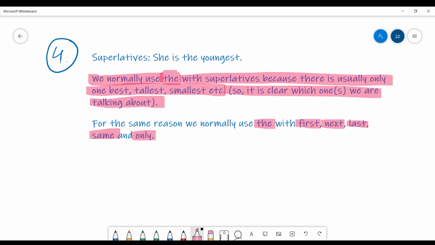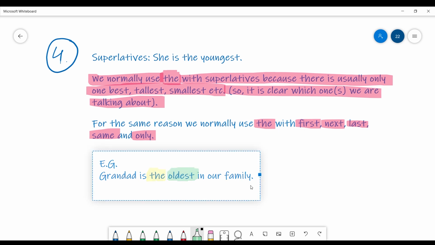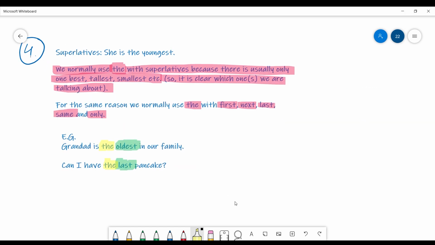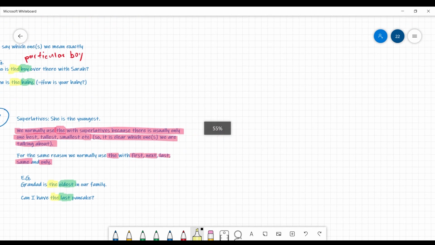To make it clearer, again, let's look at some example sentences. Granddad is the oldest in our family. The oldest. Superlative. Yeah? And next one. Can I have the last pancake? We're using the word last. It means the last pancake. There is only one last pancake. Otherwise, it cannot be last. Right? So, this situation requires the article the.